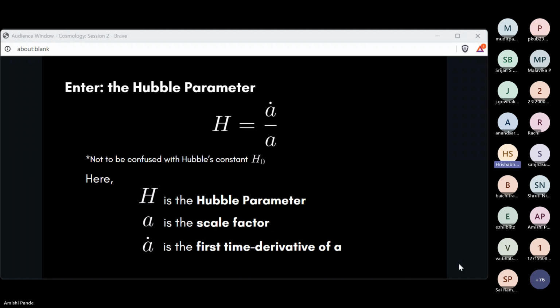Is there some confusion about whether the universe is expanding or not? The universe is expanding.